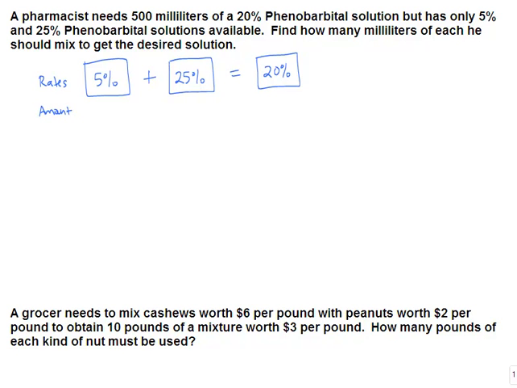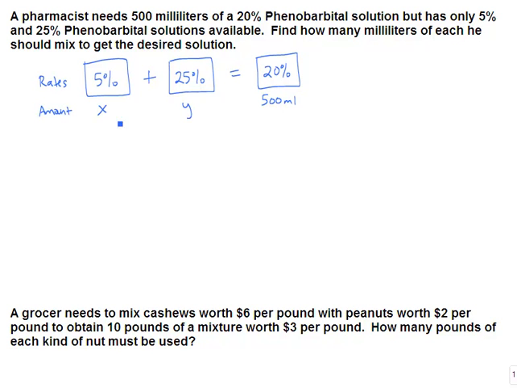And the only amount that we were actually told in this problem was that we wanted 500 milliliters of the 20% solution. So I know that I want to end up with 500 milliliters. I don't know how much of the 5% or the 25% I need. So those are going to be our variables. Let's let x be the amount of milliliters of the 5% solution, and let's let y be the amount of the 25% solution. So if we set up our picture like this, it kind of lends itself to what the two equations are going to be for our system.